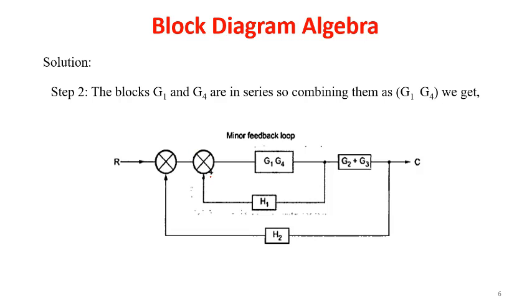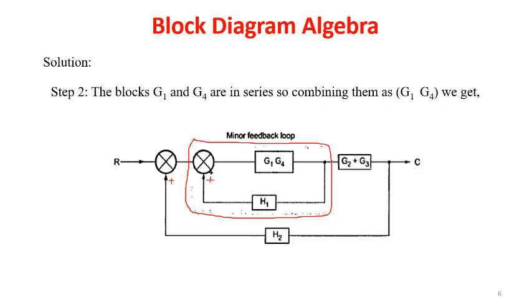Now we can see there is one forward block and one summing point. Here also there is one summing point, and by default they have a plus sign. We can see there is one takeoff point and a feedback block, and there is a summing point. So this whole thing will be created into one minor feedback loop.